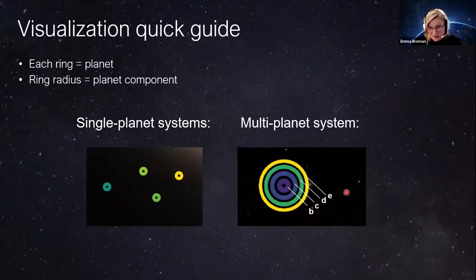So before I jump into it, I just want to show you a quick guide to the first thing that you're going to see. And that is that we represent each planet by a ring to be able to show multiple planets in one position. So a multi-planet system is represented this way, where each ring represents a planet in the system, and the radius of the ring corresponds to the component of the planet, B, C, D, E, etc. And single planet systems will look something like this.